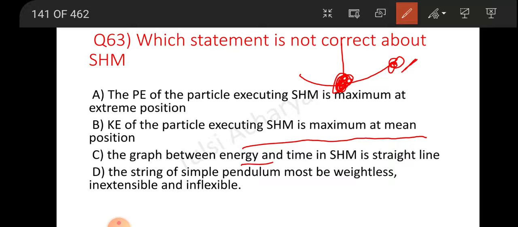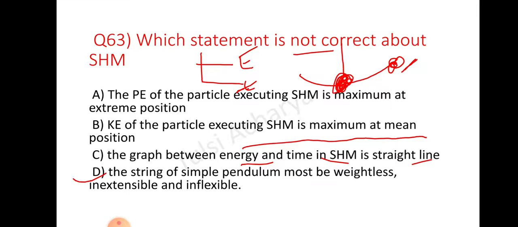The graph between energy and time in SHM is a straight line. This is also true, because if this is total energy and this is time, then total energy is always constant. Kinetic energy increases, potential energy decreases, and vice versa, in such an order that total energy is always constant. So our answer for this question will be D, because A, B, C are correct. We need to find which one is not correct.